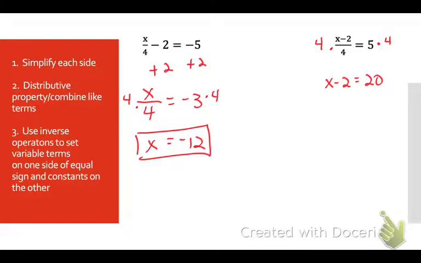Now, we did not start with the multiplication of 4 on our problem on the left because only the x was being divided by 4. But in this case, the x and the minus 2 were, so we have to deal with that first. Now we're going to undo that minus 2 by adding 2 to both sides. And so x will equal 22.